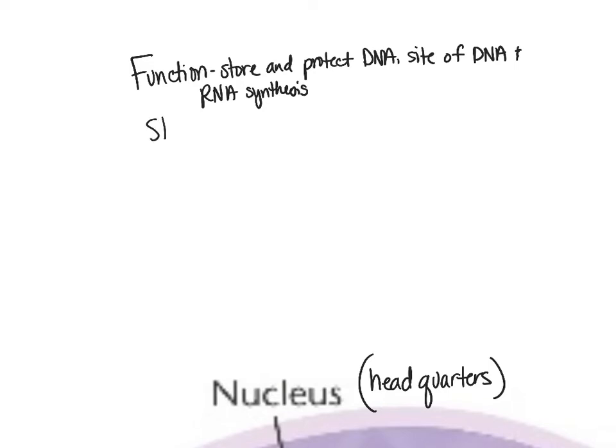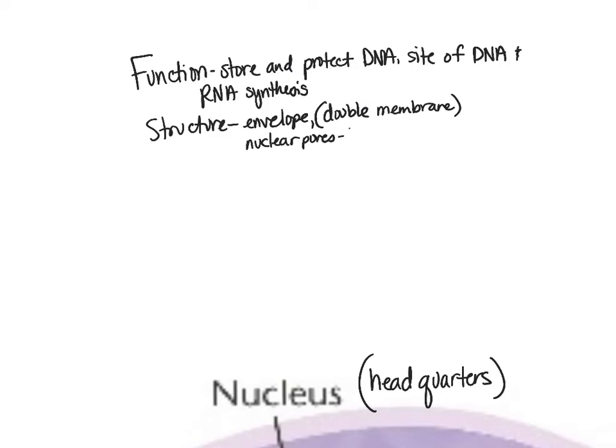The structure, we already mentioned. We have our envelope, which is a double membrane. So just like our plasma membrane is a bilayer, we have a double membrane around the nucleus. We have the nuclear pores. Those were the holes in the membrane that allow the RNA to leave the nucleus and get into the cytosol. It allows things to get in and out.